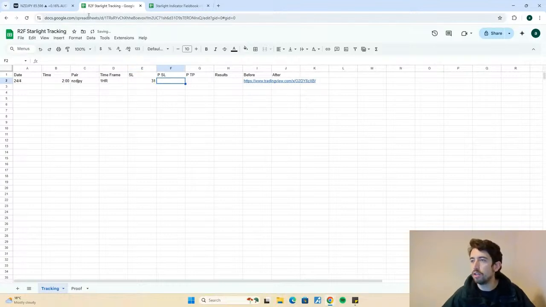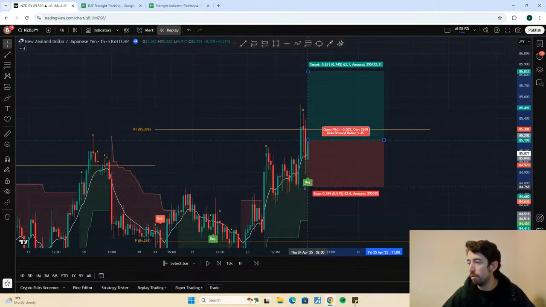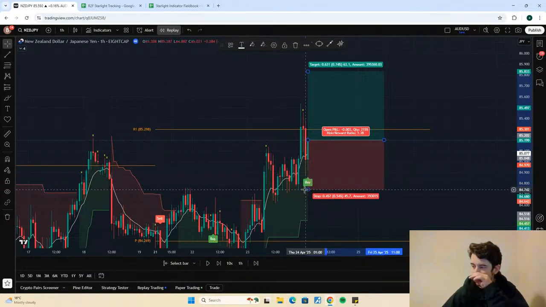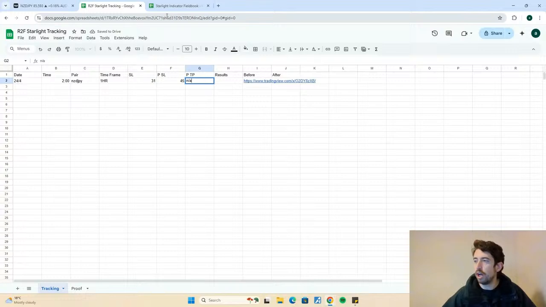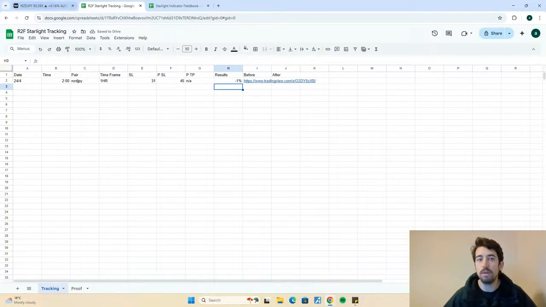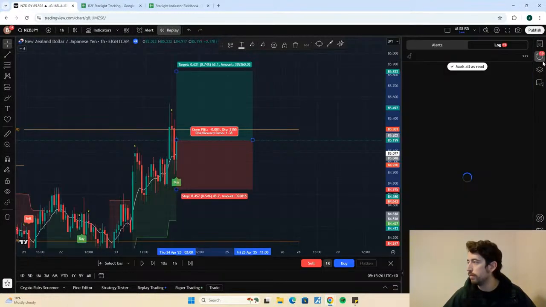You needed a possible stop loss to win. Well, we haven't even won, but I'll check this later. Of maybe like 45. Possible take profit, N/A at this point, I'll have to look at it later. Minus 1%. That's what we're looking at right now, minus 1%. So let's keep on going then, shall we?